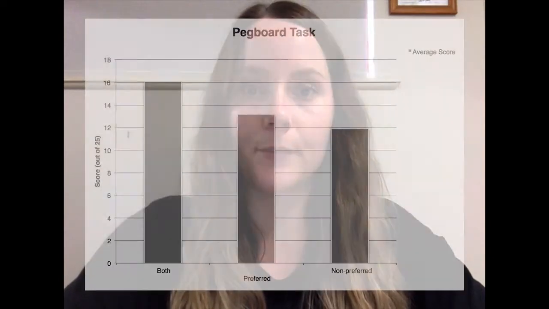Now, in regards to the second task, the assembly task, which involved the Purdue pegboard, the group data showed that speed accuracy trade-off also occurred. When the participants were using both hands, they produced an average score of 16.06. Using their preferred hand, they produced an average score of 13.19, and using their non-preferred hand, they produced an average score of 11.91. This data can be shown in the graph here.